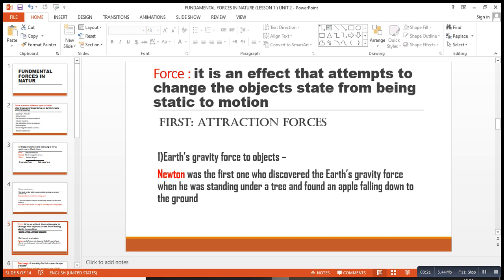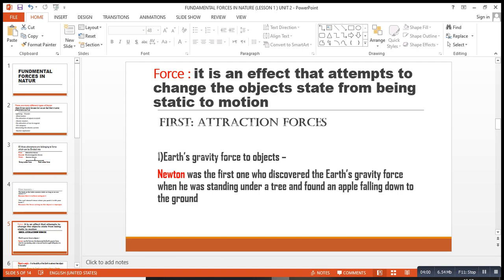There is a scientist called Newton who discovered Earth's gravity force when he was standing under a tree and saw an apple falling down to the ground. He started to ask himself why this apple was falling down to the ground and not flying to the sky. So he discovered Earth's gravity force on objects. There is something called object weight. It's the ability of the Earth to attract that object to its center. So these apples are attracted by gravitational force to fall down on the Earth.